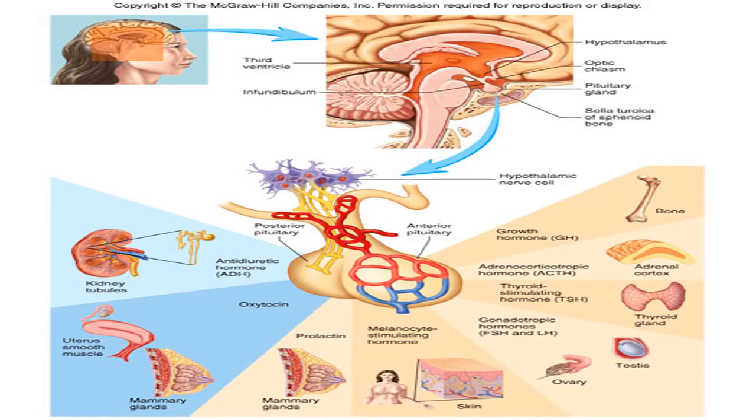So here we are again at the same picture, but now we're going to focus on the regions in blue. Here we are at the posterior pituitary gland. The posterior pituitary gland is the back region of the pituitary gland whose job is to secrete two hormones, antidiuretic and oxytocin. We will look at both of those hormones in depth in the next few slides.